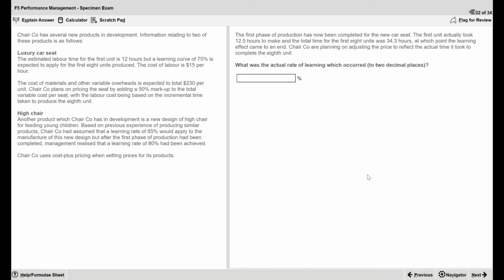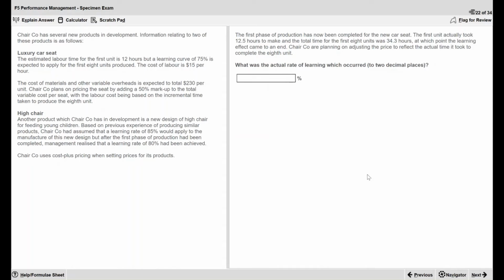Next, what was the actual rate of learning which occurred to 2 decimal places? Again, for finding rate of learning, we could use the algebraic method or the tabular method; depending on the information, you will know which method to use. The first phase of production has now been completed for the new car seat. The first unit actually took 12.5 hours to make, and total time for the first 8 units was 34.30 hours, at which point the learning effect came to an end. Cherco are planning on adjusting the price to reflect the actual time it took to complete the 8 units.